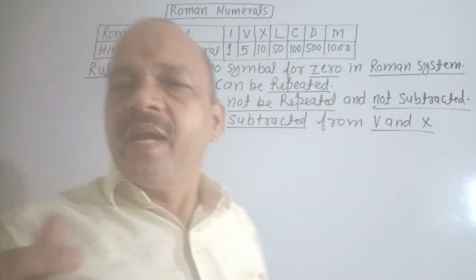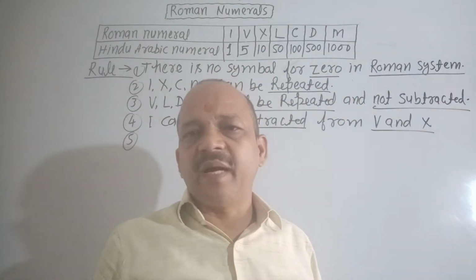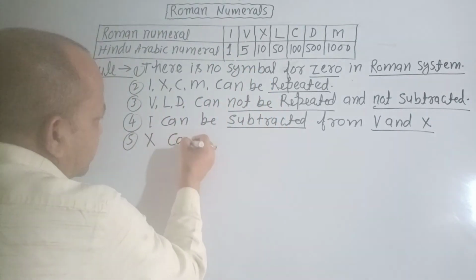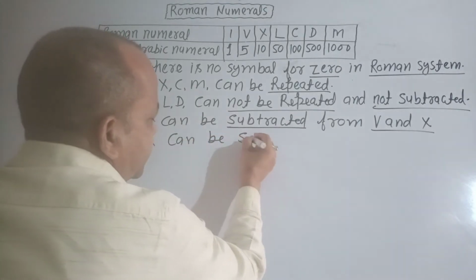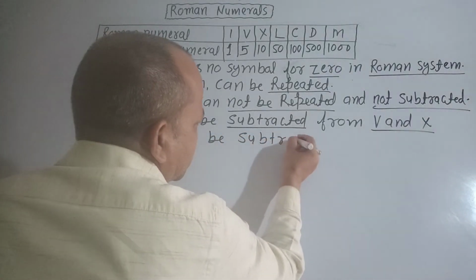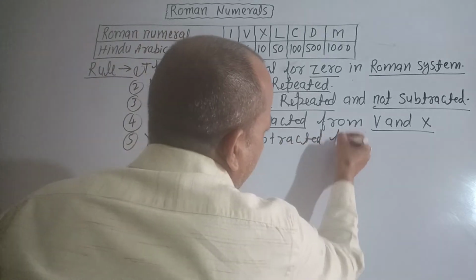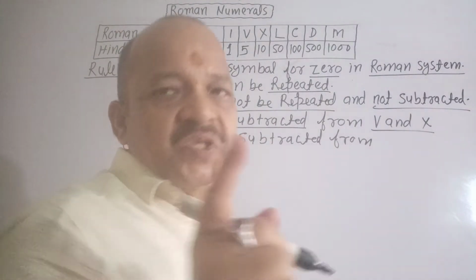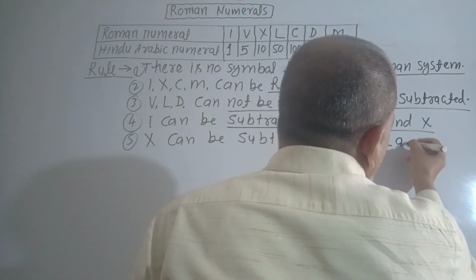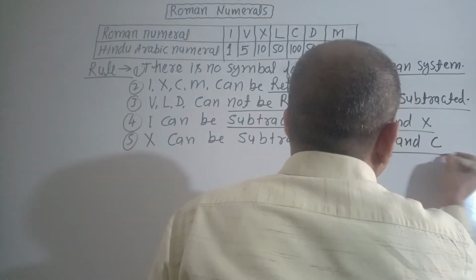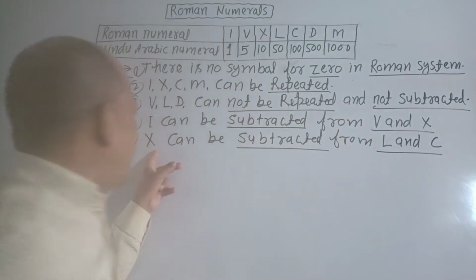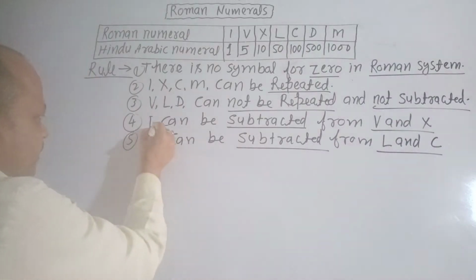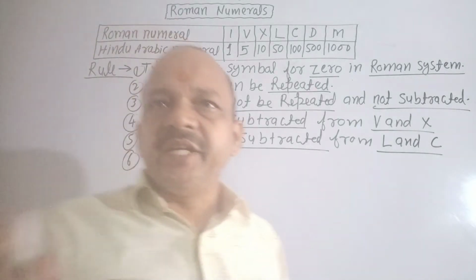Rule 5. X can be subtracted from L and C. It is clear?